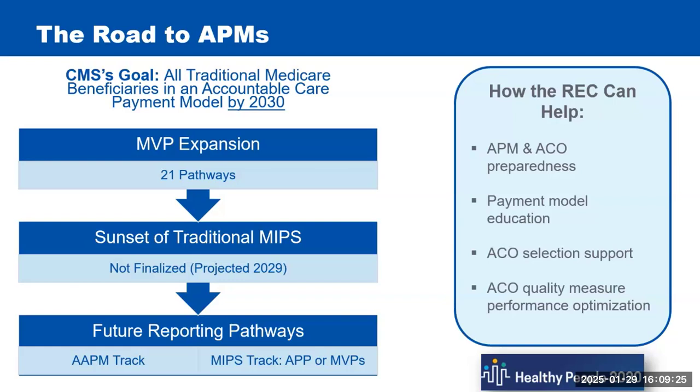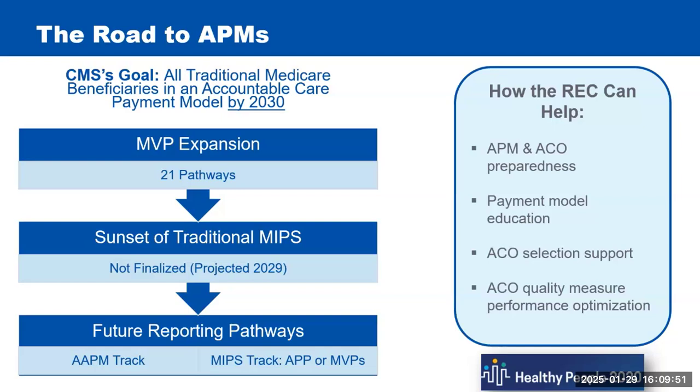So multi-specialty reporting for MVPs is definitely a factor to really consider moving further down this path in future performance years. CMS again has not finalized a sunset date for traditional MIPS, but every indication is that they are moving in that trajectory and looking at potentially 2029. So really that leaves us with a couple different pathways.